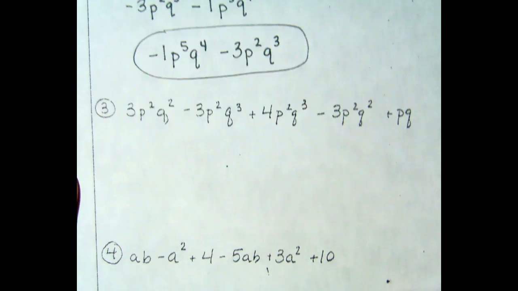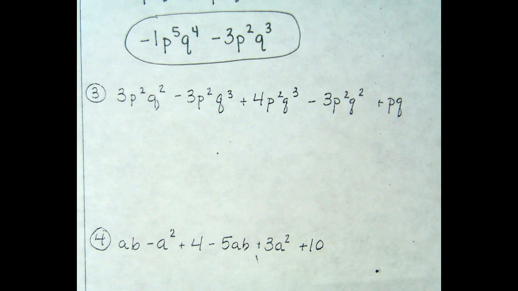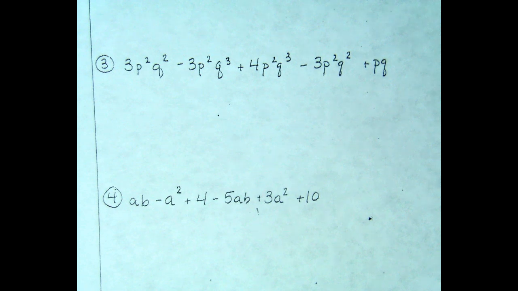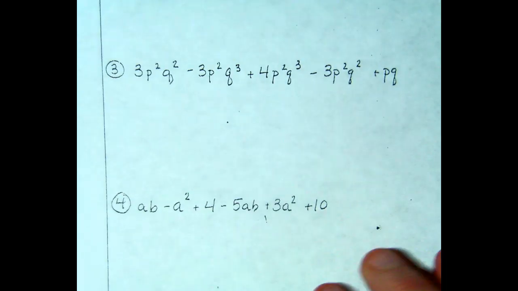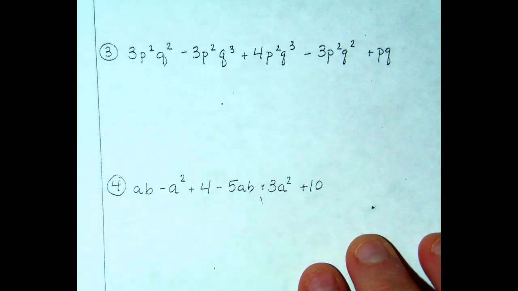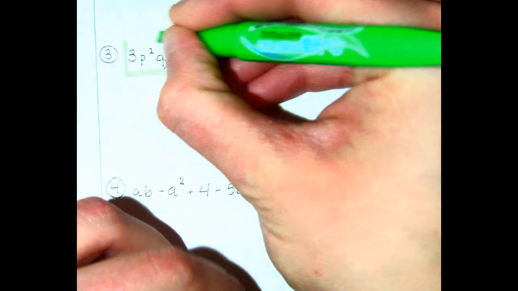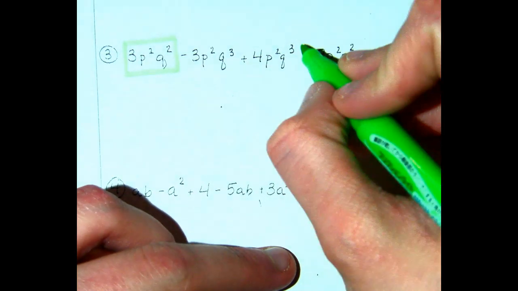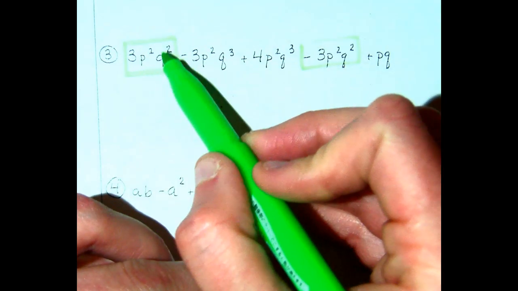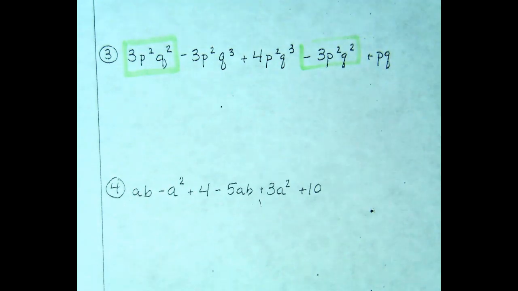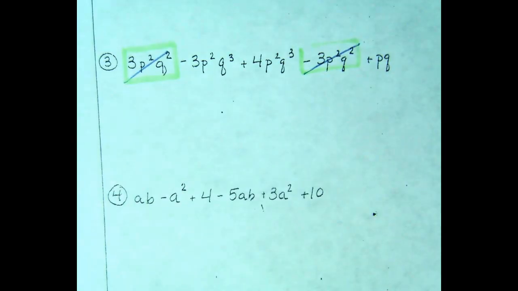I want you guys to try 3 and 4. Alright, so these last 2 questions, 3 and 4, how or what did you group together? Okay, the first one you got p squared q to the second, and what else? Okay, because you got p second, q second, p second, q to the second. Alright, what is 3 minus 3? Those go away. 3 minus 3 is 0. 0 times anything is 0. Okay? Do you have any other like terms?